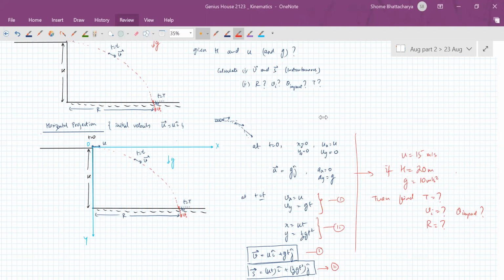Okay, very good, Aryan. Your answers are correct. Anirudh, your answer is also correct. Just check the value of theta in that.